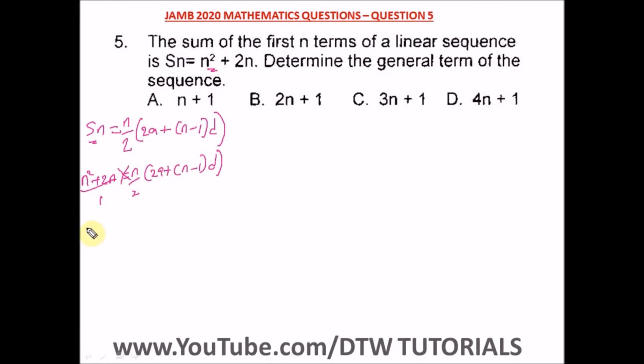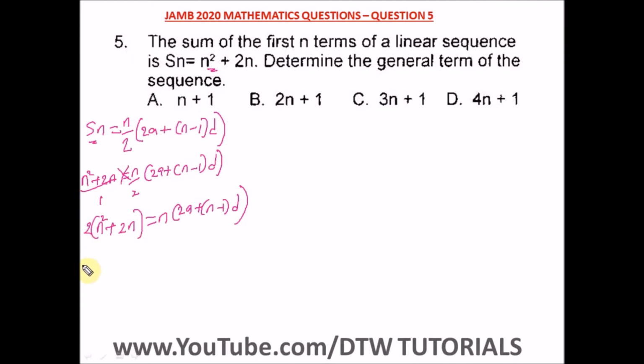So we have 2 brackets n squared plus 2n bracket close equals n bracket open 2a plus n minus 1. Don't forget that this is also in a bracket, then d bracket close. So you see, this looks easier and helps us get our answer faster. So let's open brackets on both sides.